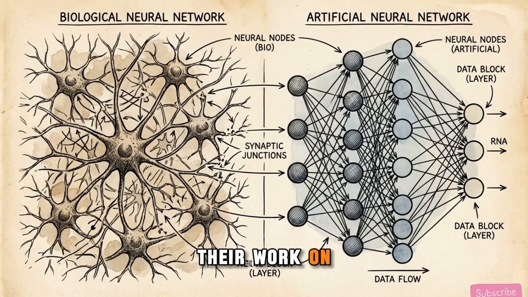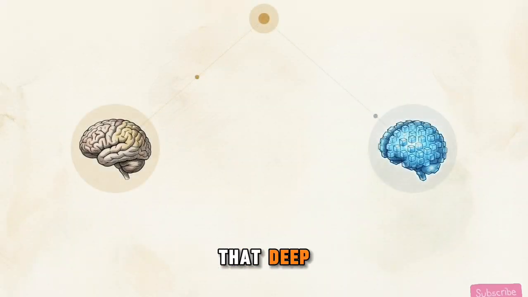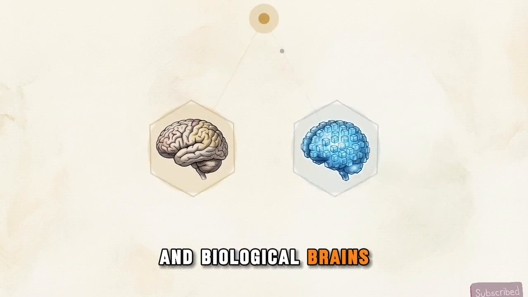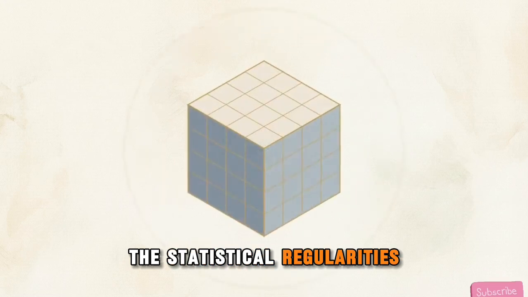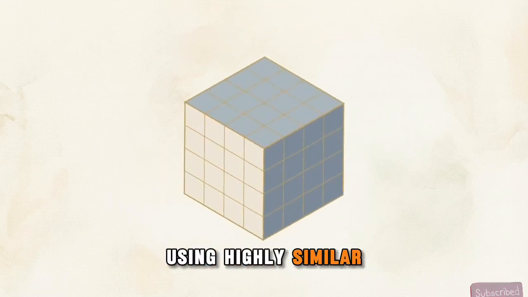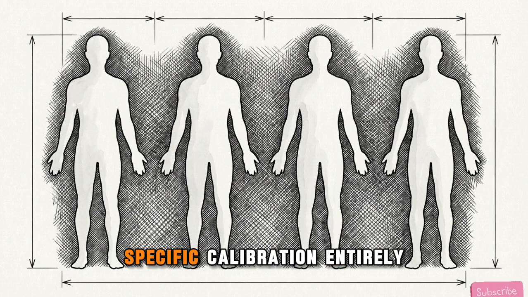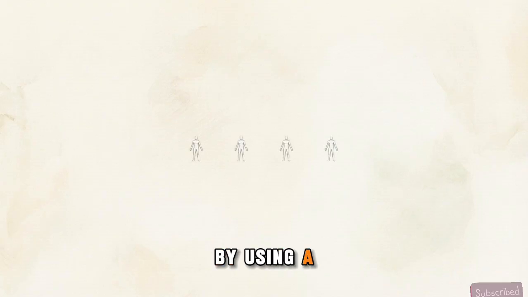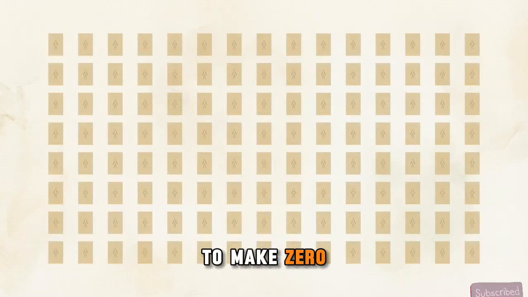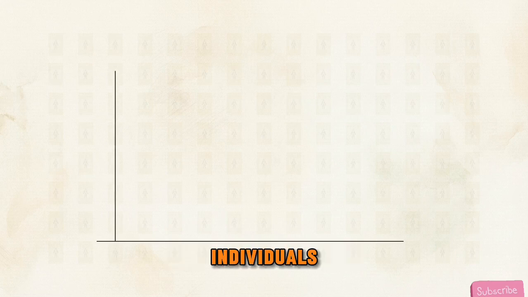They based their work on the representational alignment hypothesis. This principle dictates that deep artificial neural networks and biological brains compress the statistical regularities of the physical world using highly similar geometric patterns. Their first attempt, Tribe v1, required rigorous recalibration and was limited to analyzing just 4 specific subjects. Tribe v2 abandoned that specific calibration entirely. By using a training technique called subject dropout, the system learned to make zero-shot predictions for completely new individuals.